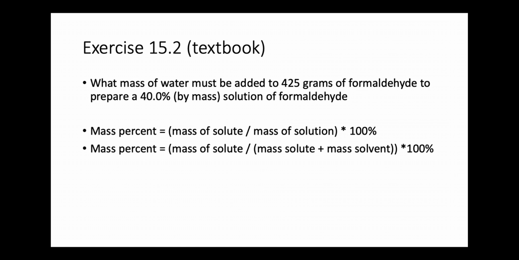I have an exercise from the textbook, exercise 15.2. The question is, what mass of water must be added to 425 grams of formaldehyde to prepare a 40% by mass solution of formaldehyde? Here we have the formulas. Mass percent is the mass of my solute divided by the mass of my solution, or divided by the mass of my solute plus my solvent, times 100%.